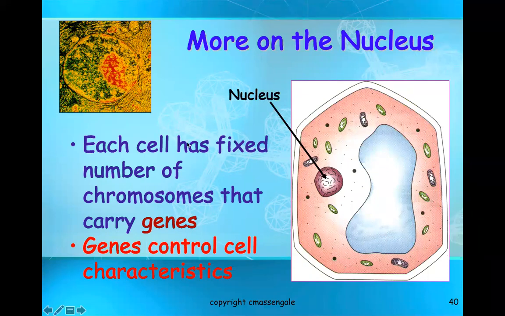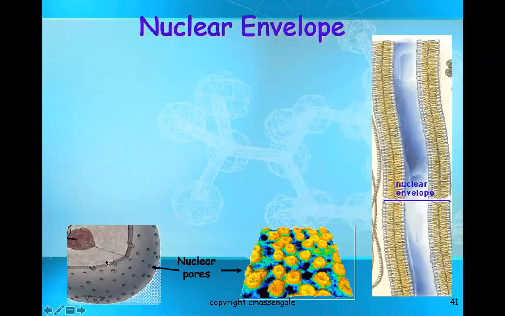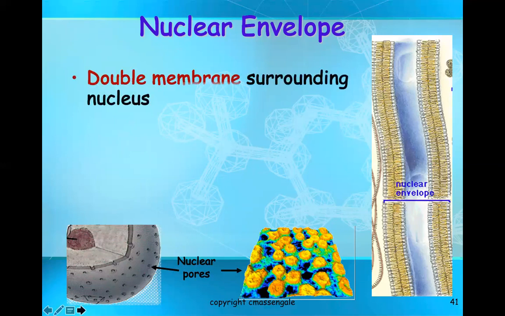Okay, so each cell has a fixed number of chromosomes. So for humans, we have 46 chromosomes in each cell, and these genes are found inside the nucleus. Again, the genes contain the characteristics that we inherited from our parents, starting from your height, your skin color, your eye color, the kind of hair that you have, if it's straight or curly or wavy. All of those are contained in the DNA, and this DNA is found inside the cell nucleus.